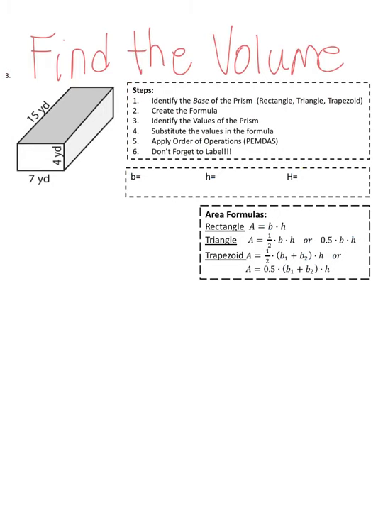All right, so we're still on number 3, but now we're going to find the volume for this prism. So let's go ahead and go through that. So step 1 is to identify the base. Well, we see that the base is a rectangle, so we're dealing with a rectangular prism. And now we need to create that formula, but for problem number 1, we already created the formula, so I'm just going to reuse that same formula.